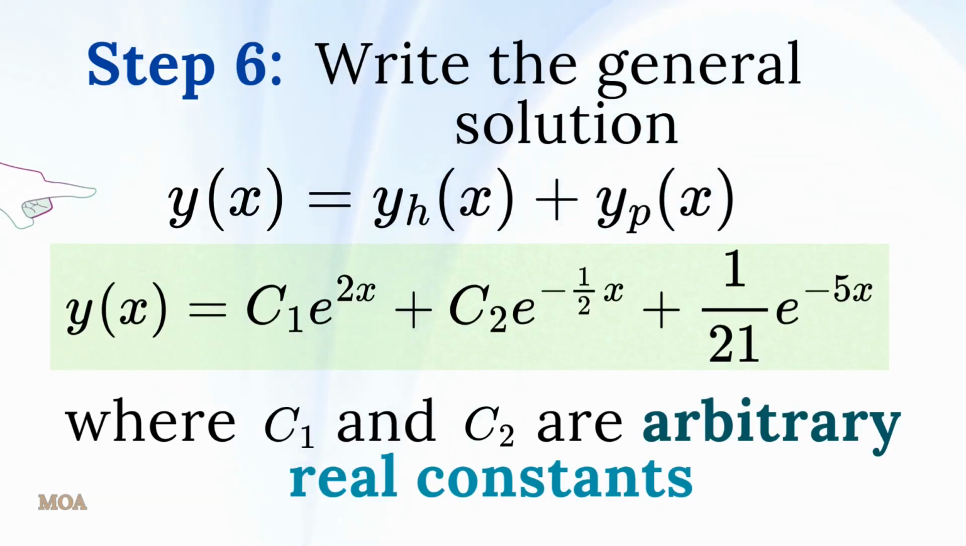Now, let us write the general solution. The complete solution is the sum of the homogeneous part and the particular part. So, y(x) = c₁ e^(2x) + c₂ e^(-x/2) + (1/21) e^(-5x), where C₁ and C₂ are arbitrary real constants, determined only if initial conditions are provided.